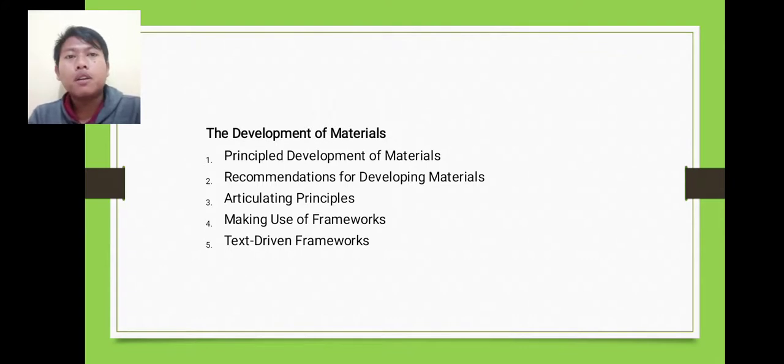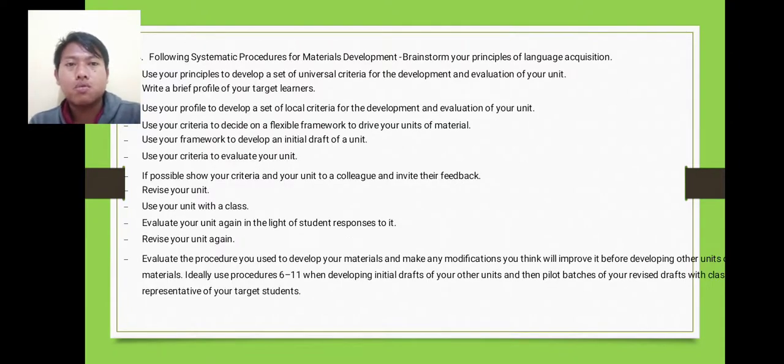The development of materials. Number one, principles of development of materials. Number two, recommendations for developing materials. Number three, articulating principles. Number four, making use of frameworks. Number five, tech-driven frameworks.